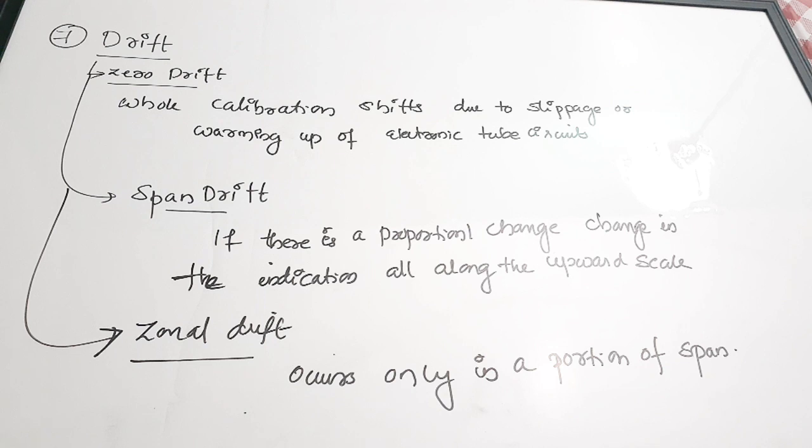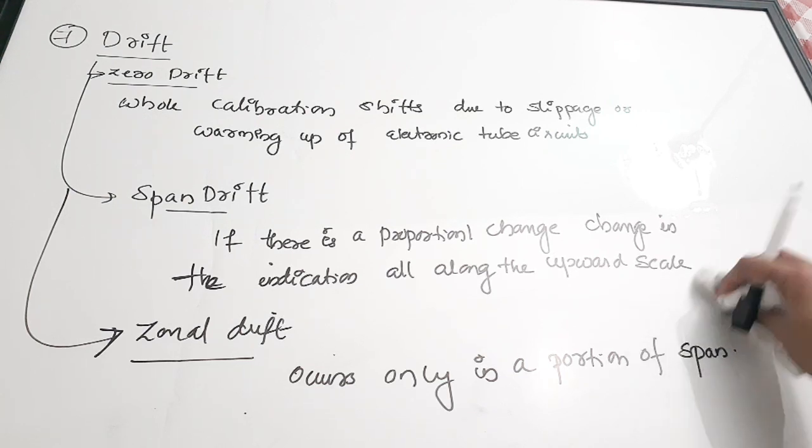Zero drift means that the whole calibration shifts due to slippage or due to the warming up of the electronic tube circuits. Your entire scale range is shifting upwards from the zero level, and that is called zero drift. When your reading scale is changing entirely from the zero, all your readings will have that variation. So that is the first, zero drift. Here your entire scale is shifting upwards due to some errors. That is the first category.